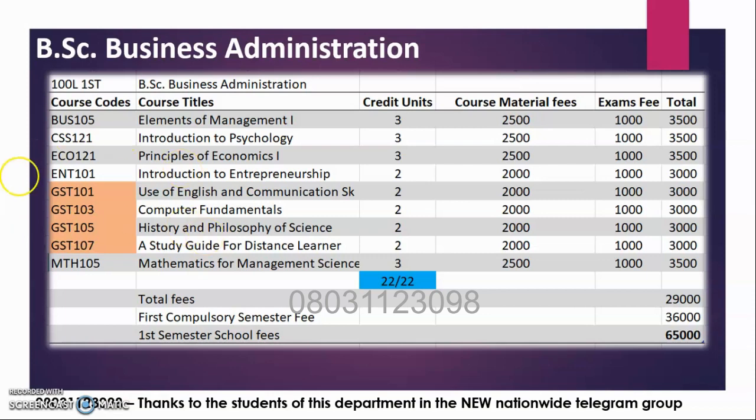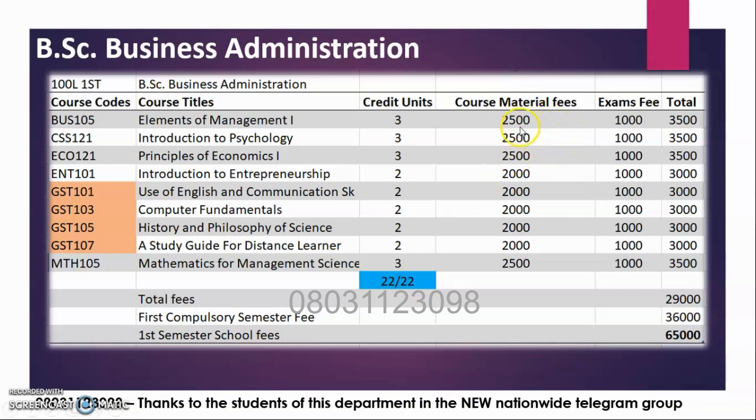So that's why you're registering these courses, and you are supposed to register all of them and pass all of them. That's why I'm saying there are 22 of 22. You cannot fail any course and let it go. If you fail any course, you retake it as carryover.